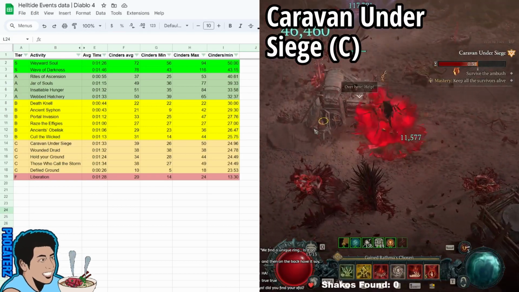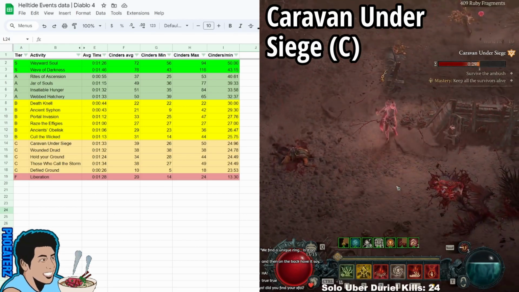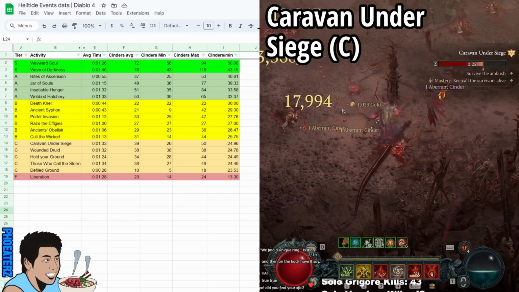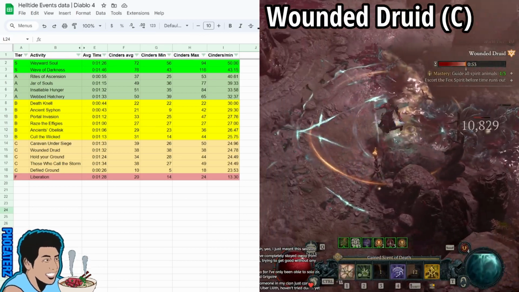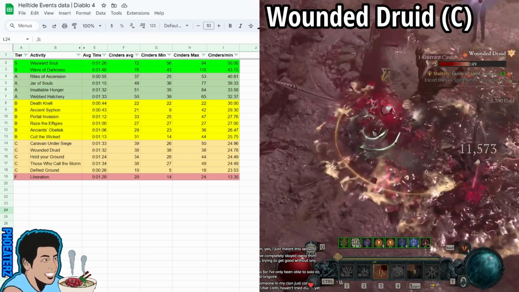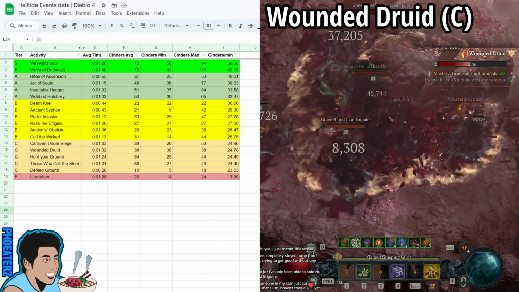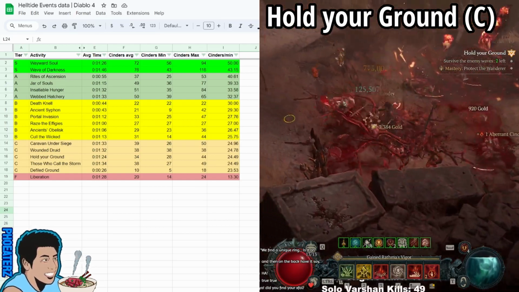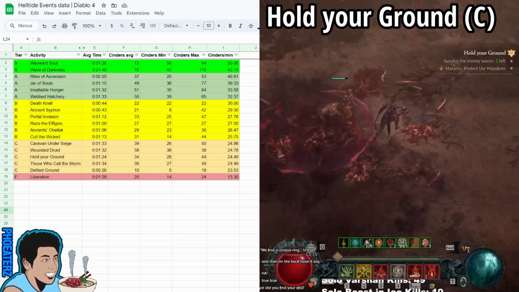Now we're getting to the events that we can start skipping, and Caravan Under Siege might be one of those. It just doesn't spawn a lot of mobs. Wounded Druid is an event where you guide the spirits to the druid. Whether you get a lot of cinders on this event depends on how well you can clear and move at the same time. Hold Your Ground is an event where you defend the wanderer in an area that has terrain.